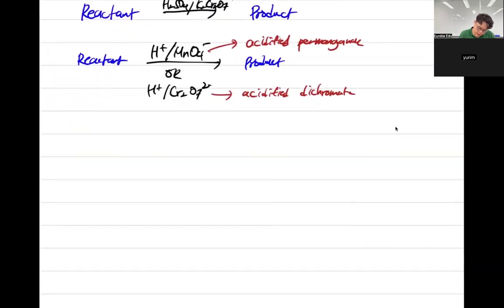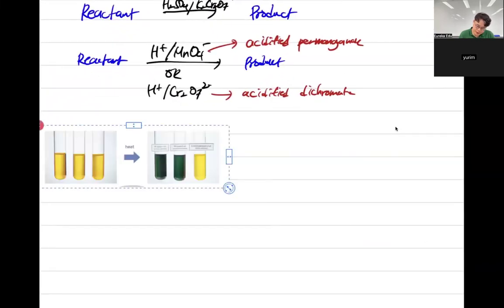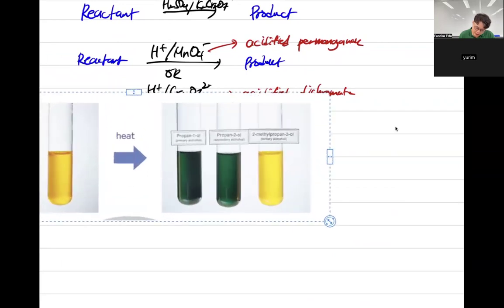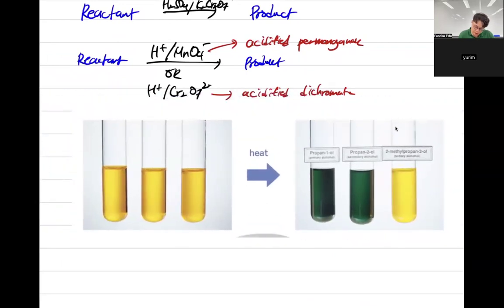As a result of using the dichromate, this is actually a color change we'll be able to observe too. Dichromate has a yellow color, and alcohols are generally colorless. So that's the primary color when we simply add the dichromate into the alcohols.